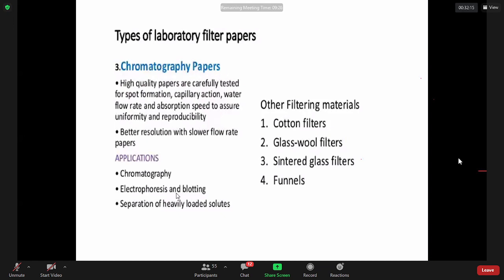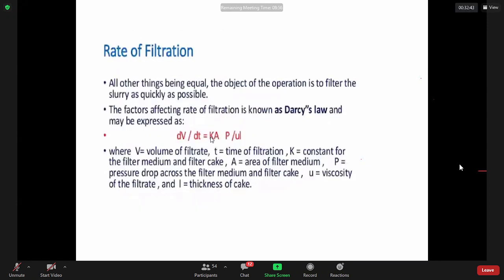Now, electrophoresis and blotting, these are some of the methods which are used, for example, in separating DNA, and these ones you can apply. There are types of chromatography, which I think we shall deal with when we come to chromatography. Rate of filtration, the mathematics that is involved is actually okay. It is more detailed in the notes that I'll be sending, which will be attached to whatever you are seeing.